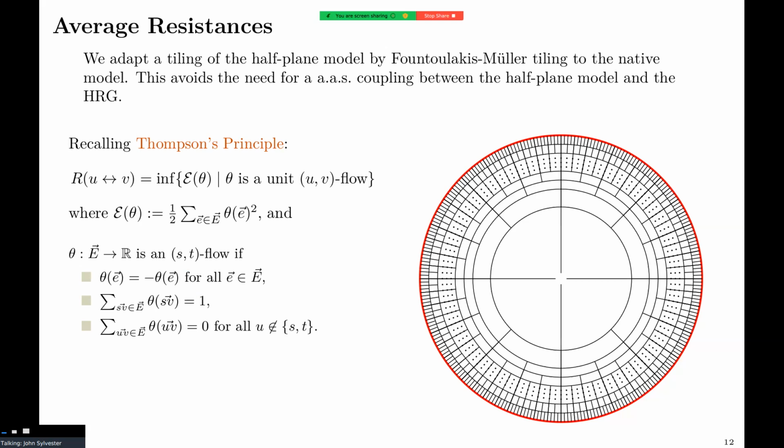So we hope this is one of the main contributions of our work, this new tiling. It has the same properties as the Fountoulakis and Müller tiling pretty much, but it works directly in the native model. So if you prove something holds with probability x, it does hold with probability x in the HRG. Okay, so we use this tiling to come up with a nice flow, which by Thompson's principle gives us an upper bound on the resistance.